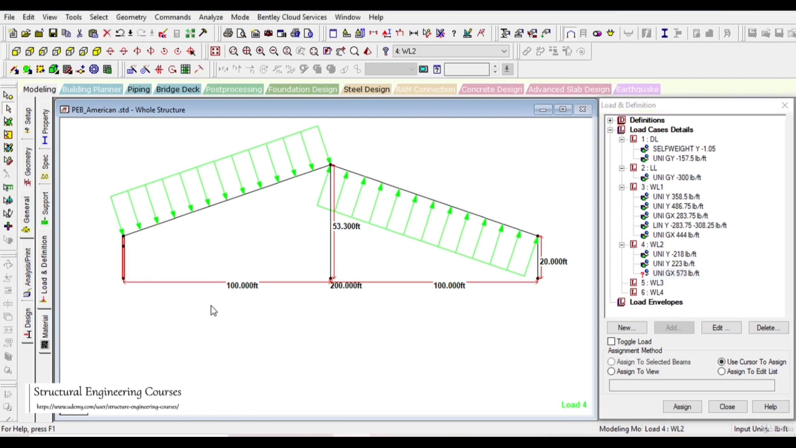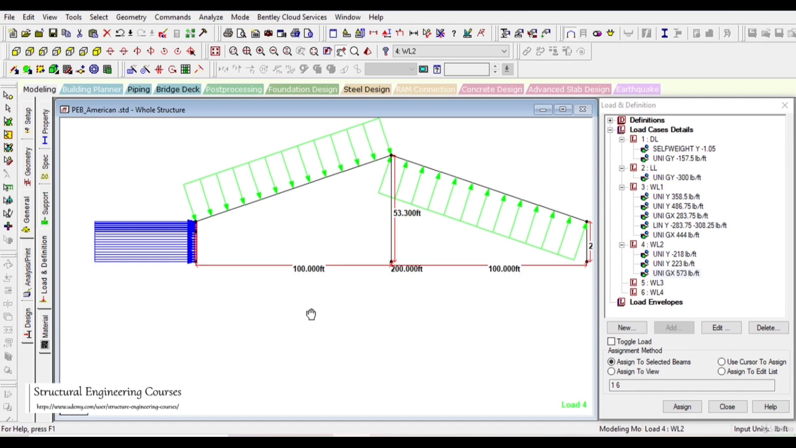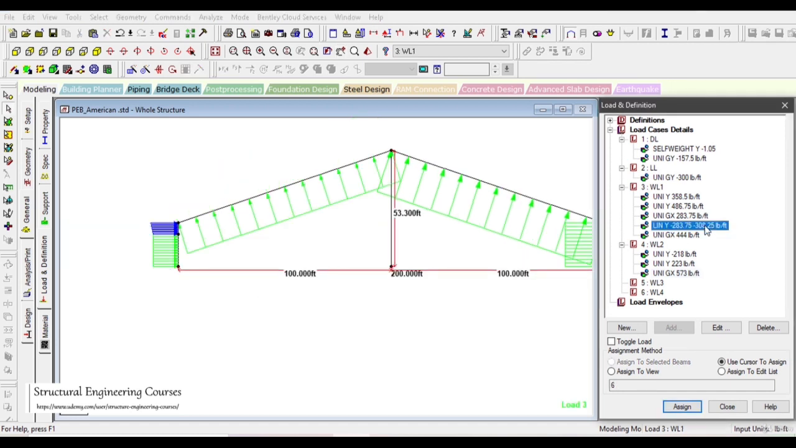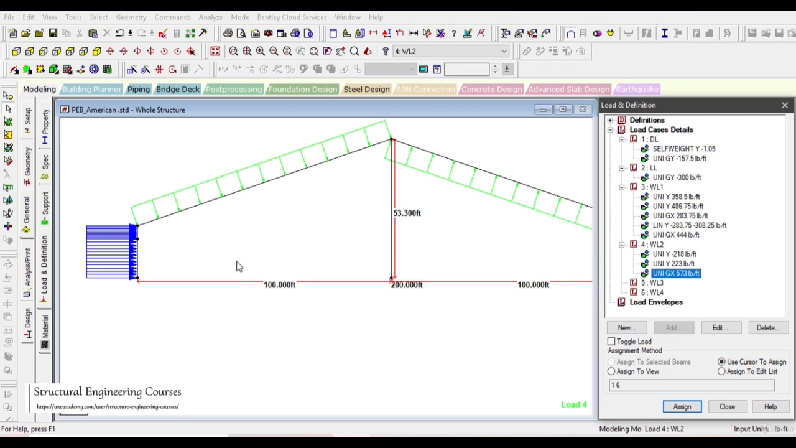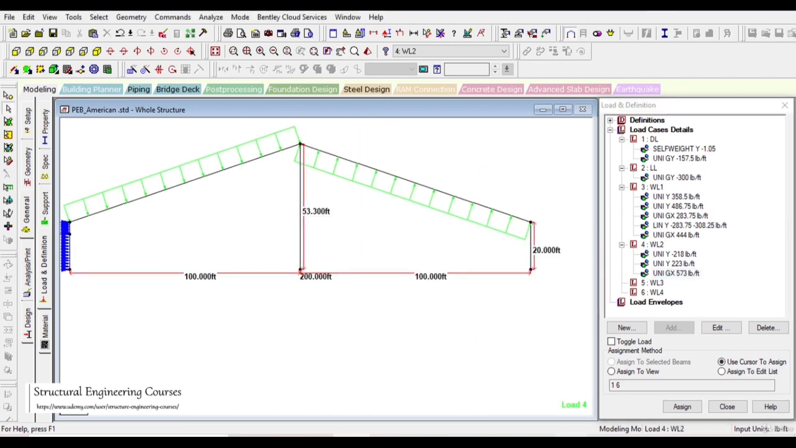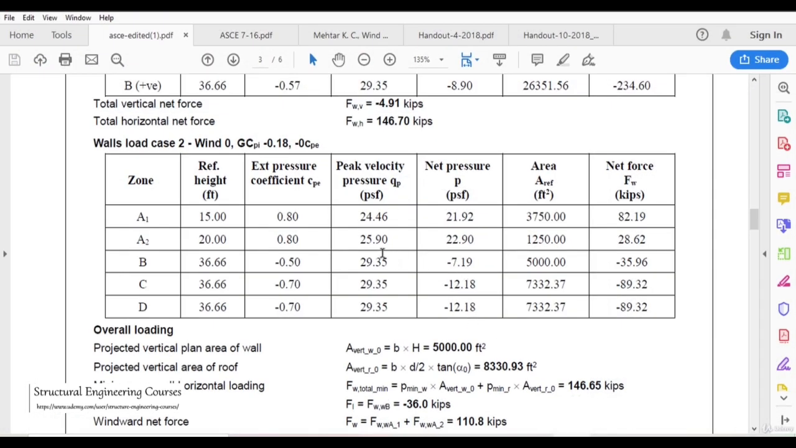So we can apply this loading. This loading is on the conservative side only. If we want to apply the exact loading, it shall be like this, but I am taking this on the conservative side. And here we can see that on the leeward face it is minus 7.19.